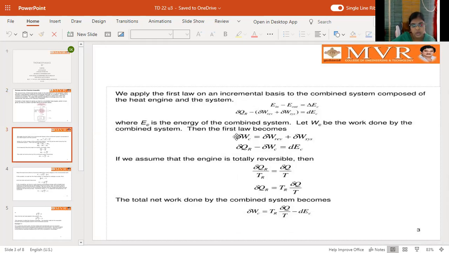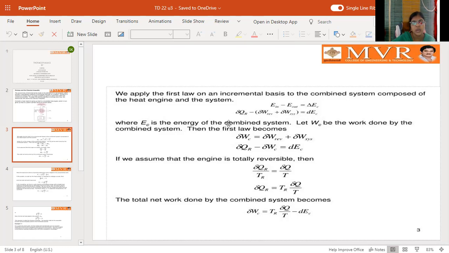Before we derive the Clausius inequality, first we apply the first law of thermodynamics on an incremental basis to the combined system. Combined system means we run the cyclic device and the system at a time. Here, composed of heat engine and system, we call it the combined system. First of all, energy in minus energy out is equal to delta EC, where delta EC is the combined energy. Here energy in is heat received in reversible minus work done reversible.